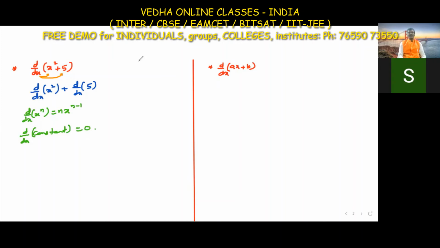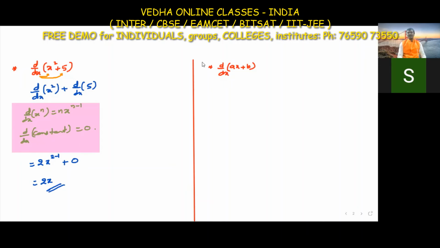Okay, so now if we apply these formula, then what we get here? d by dx of x power 2 means 2 into x to the power 2 minus 1. Okay, plus d by dx of constant. 5 is a constant, the derivative is 0. So that means this is equals to 2 into x to the power 2 minus 1 is 1. So that means 2x plus 0. Okay, means the derivative of x square plus 5 is 2x.